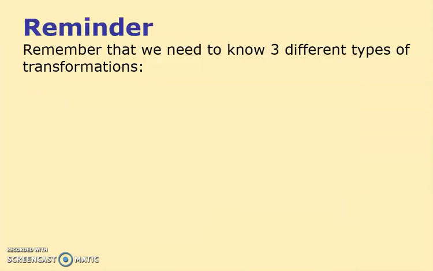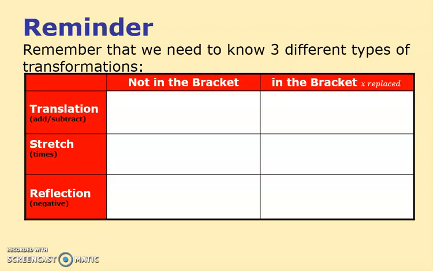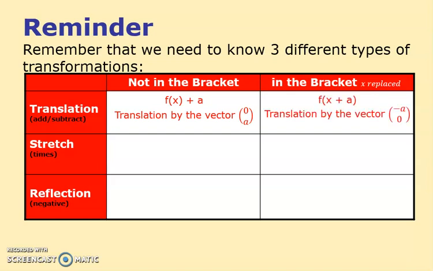A reminder, there were three types of transformations, as I say, so let's just run through them quickly. When a translation is not in the bracket, and I wrote this as f of x plus a, we describe that as being a translation by the vector (0, a). If it is in the bracket, f of x plus a, now I last lesson video talked about this in terms of the x being replaced by, say, x plus a, or x minus 1, I remember seeing in the last example. This is a translation, but it's by the vector now (minus a, 0). Now, the translation by (0, a) basically means it's going to move up and down. This one moves left and right.